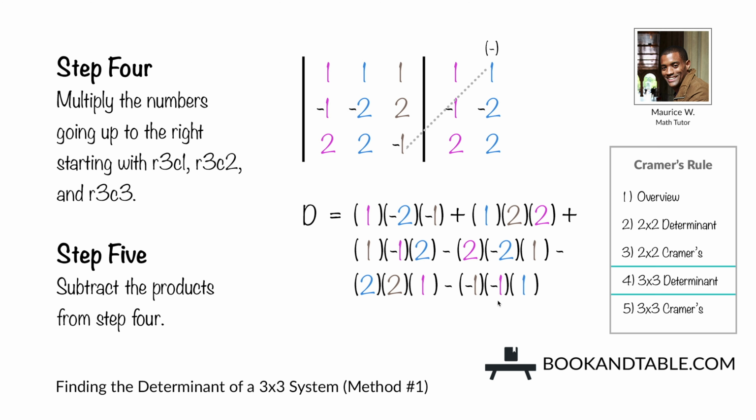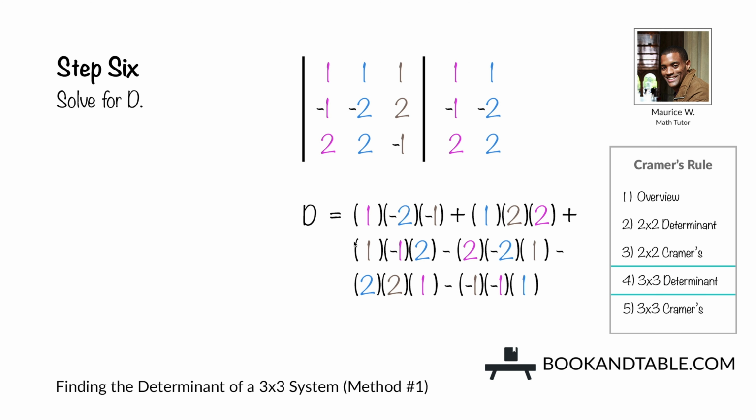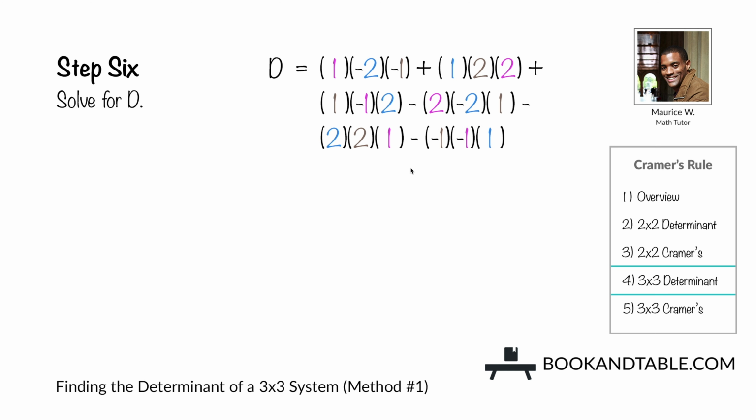So now, step 6, we can solve for D by evaluating this expression. So let's move the matrix to the side for a moment and evaluate each piece. So first we have 1 times -2 times -1, which would be equal to -2 times -1, which is +2. Then we add that to 1 times 2, which is 2, times 2, which would be 4. And then we add that to the product of 1 times -1, which is -1. Negative 1 times 2 is negative 2.